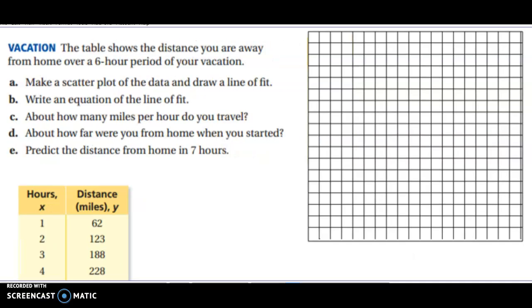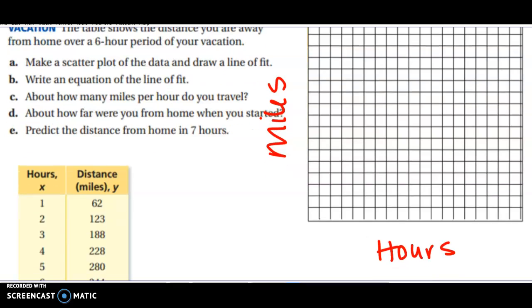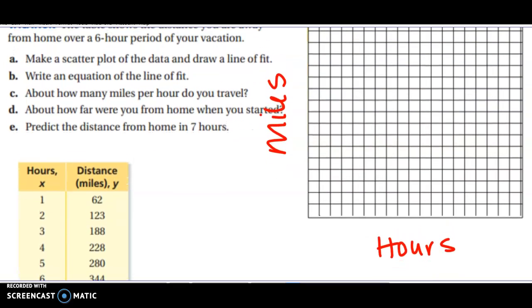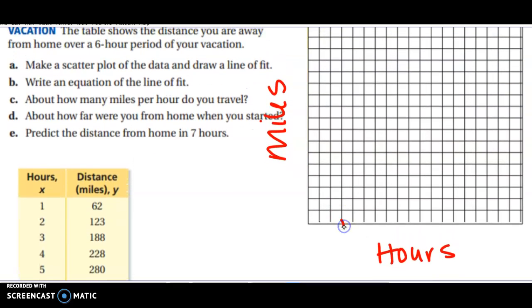Okay, so we need to first figure out our table. So my x values are my hours. So my hours go down here. And my y values are my miles, or my distance. So that's going to go up here. And, ooh, I have big numbers. So hours just needs to go to 6. So it worked really well when I went by 3s. So I'm going to go 1, 2, 3, 4, 5, and 6 on the end.